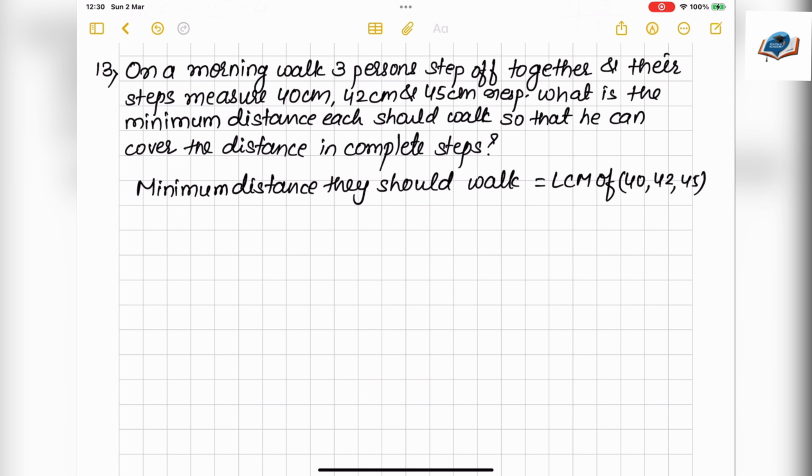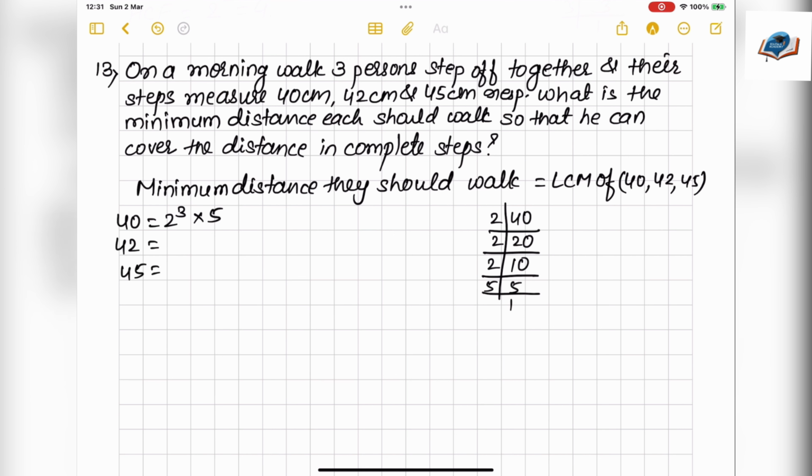So, if I solve them, so see 40, 2 20s are, 2 10s are, 2 5s are and 5 1s are. So 40 I can write as 2 cube into 5. Then second was 42 and third is 45. 45 means 9 into 5, so 3 square into 5. 42 again I am doing, so 2 21 3 7 7 1. So 2 into 3 into 7.